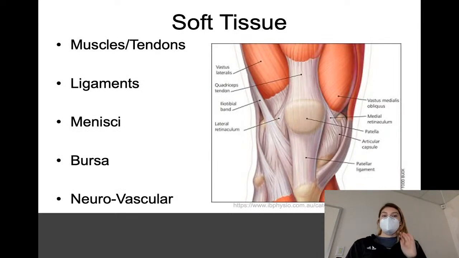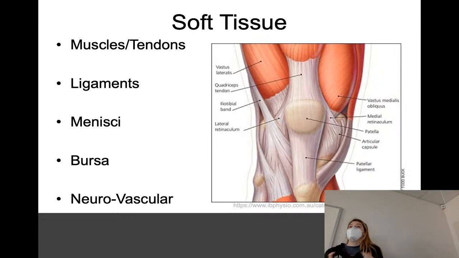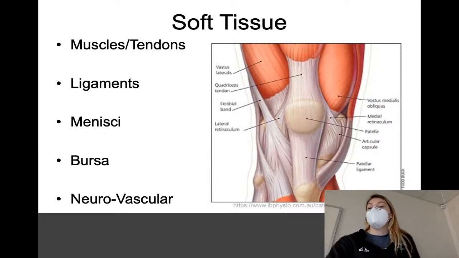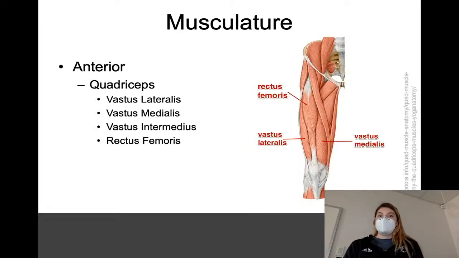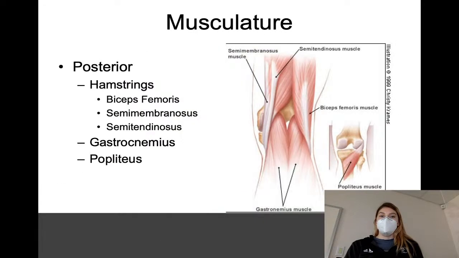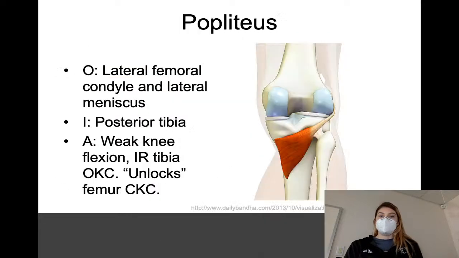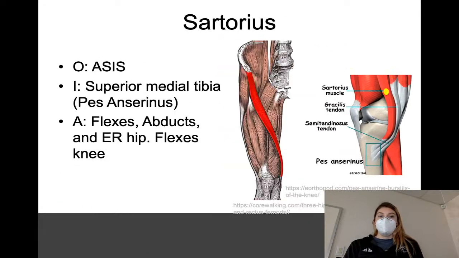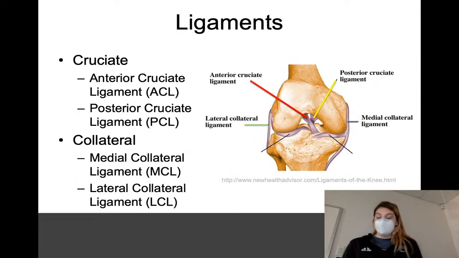Okay, soft tissue. So we have muscles, tendons, we have ligaments, we have menisci, or meniscus, we have our bursa, and we have our neurovascular. But today, we're not doing muscular. We'll do that next time. We're going to go straight to ligaments.